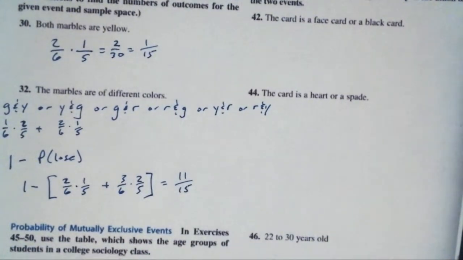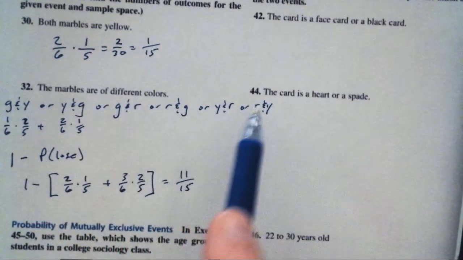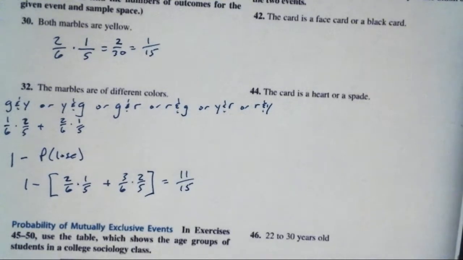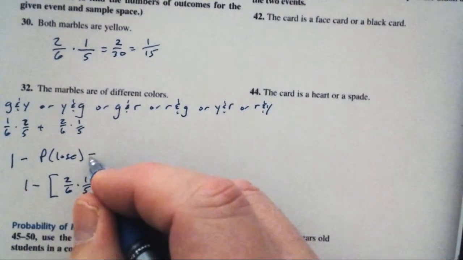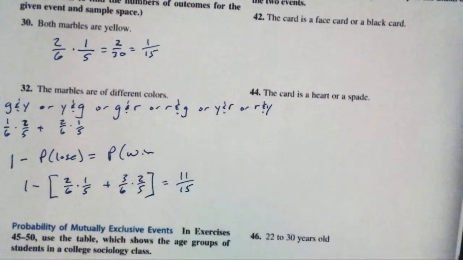Okay, so really good play here. I only had to do 2 of these versus 6 of these. It was closer to get to the answer by considering 1 minus the probability of losing, that equals the probability that we would win.